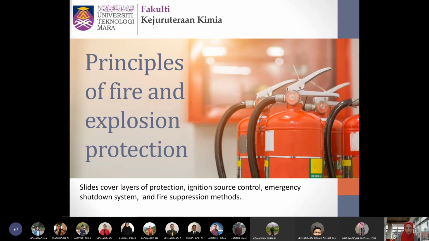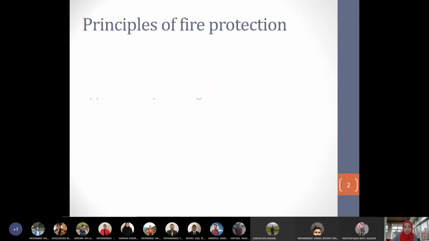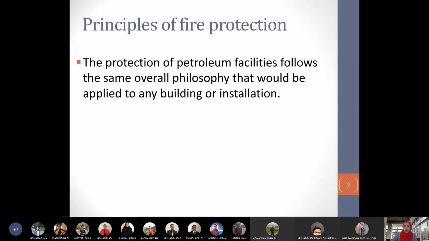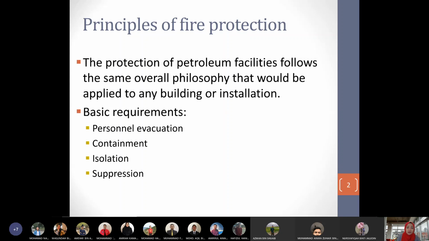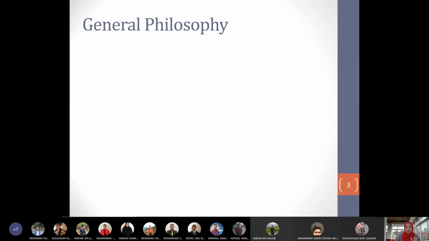Okay, so we'll be covering topics such as layers of protection, ignition source control, emergency shutdown system, and fire suppression methods. Now, the protection of petroleum facilities follows the same overall philosophy that will be applied to any building or installation. So the basic requirements would be, first of all, personnel evacuation. You need to know how to evacuate your staff. And second is containment. How do you contain a fire, or how do you isolate that fire? And finally, if you have a fire, how do you suppress that fire?